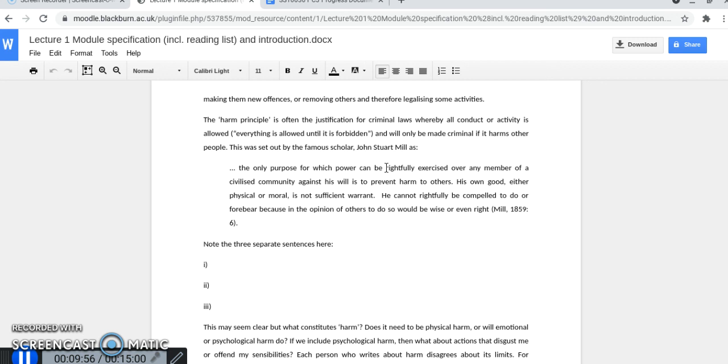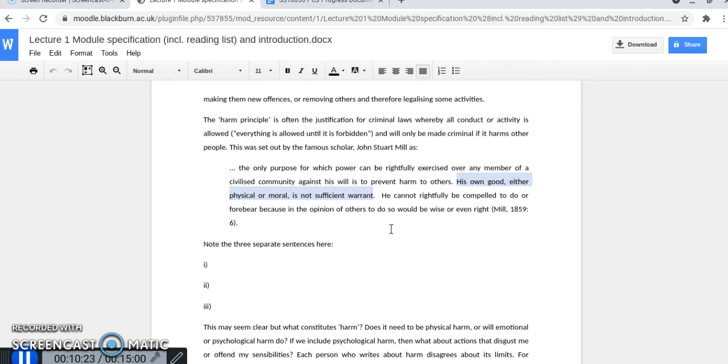John Stuart Mill said. The first part of the harm principle is that power can only be rightfully exercised to prevent harm to other people. So that's the first criterion, to prevent harm to others. The second thing is that harming yourself, in terms of the harm principle, is not a good enough reason. It's not a sufficient reason to make something criminal. So that's the second part.